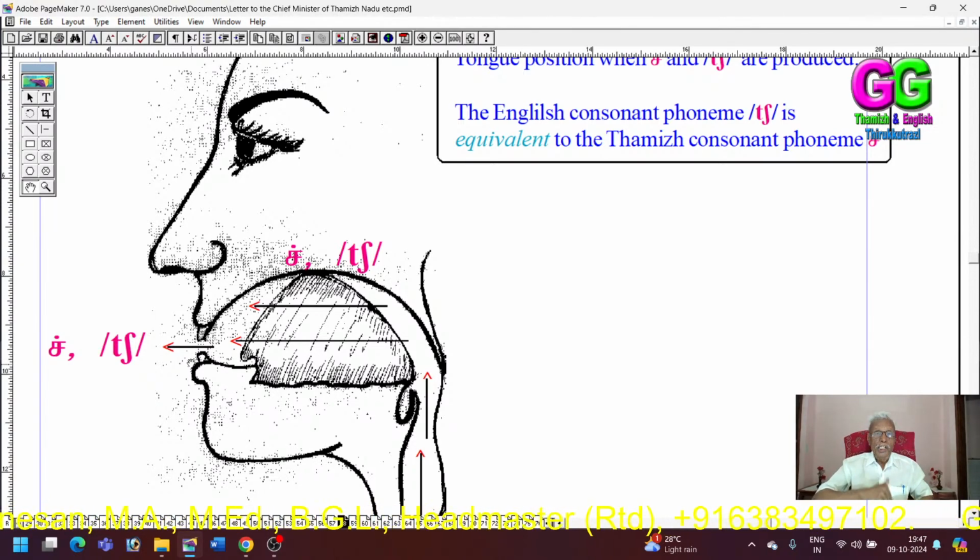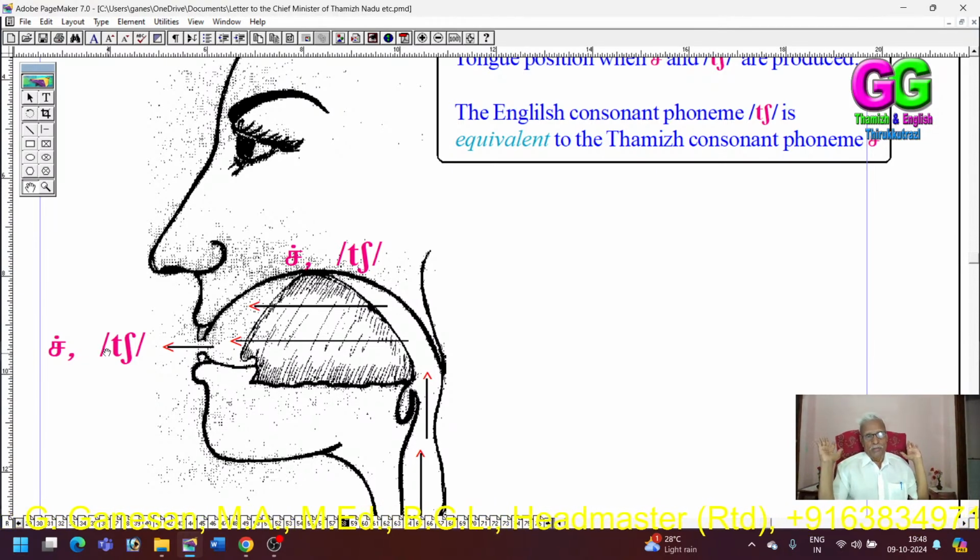Each is produced by making a tight contact between the center of the tongue and the center of the root and sounding. When we sound, the air pushed out by the vocal cords, this is the vocal cords, escapes through the two sides of the tongue and comes out through the mouth, producing the voiceless phoneme each.